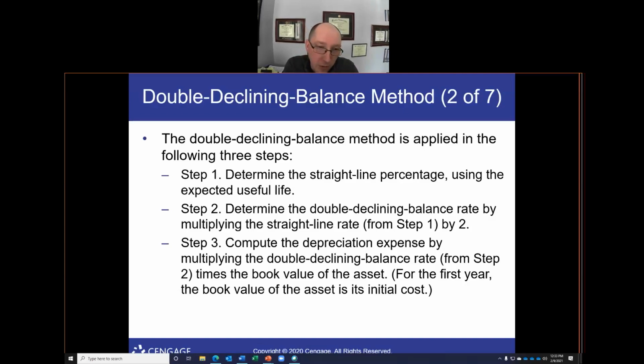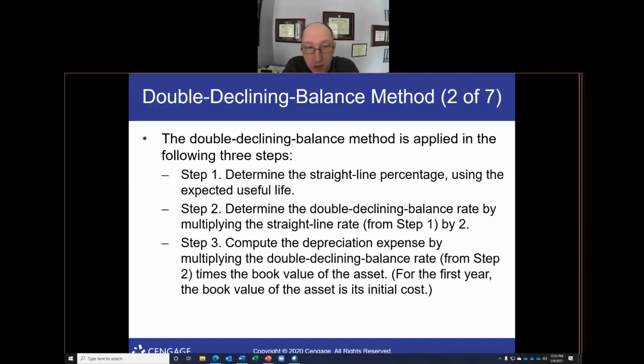Step two, determine the double declining balance rate by multiplying the straight line rate by 2. So we take the 20% and multiply that by 2. Guess what? That results in 40%. 20% times 2 is 40%.